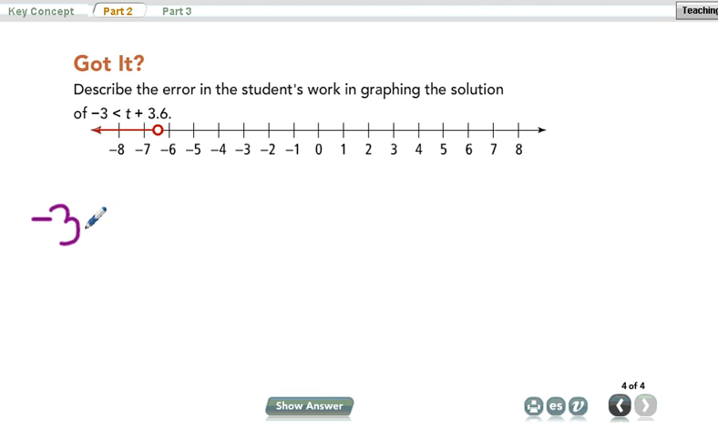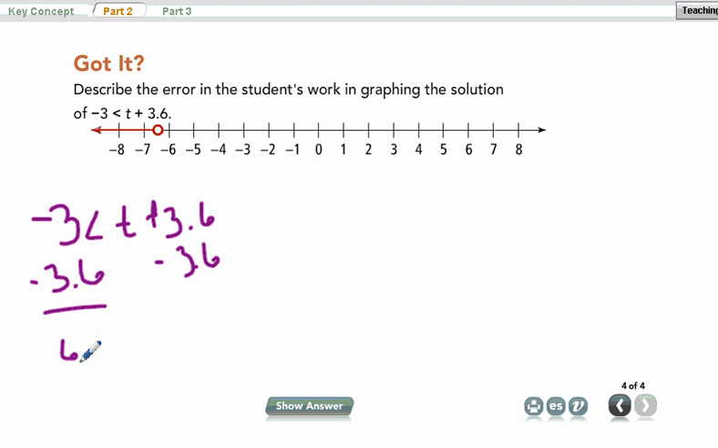This got negative 3 is less than t plus 3.6. Well, I want to get t by itself, right? So I want to subtract this since I'm adding it. And if I subtract it from both sides, I get negative 6.6 is less than t. So we've got 6.6, that's good. We have an open arrow, that's good.